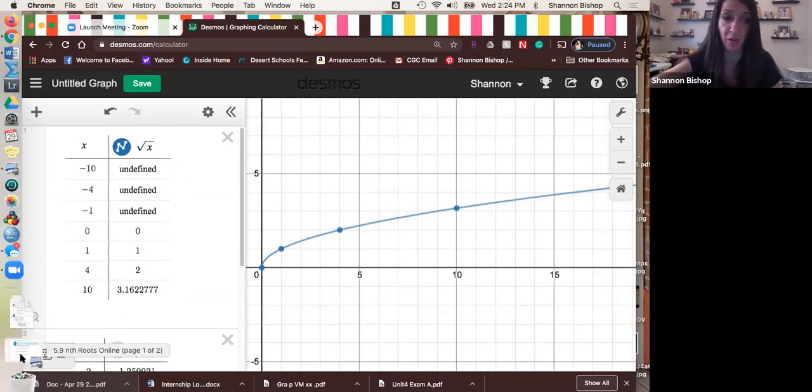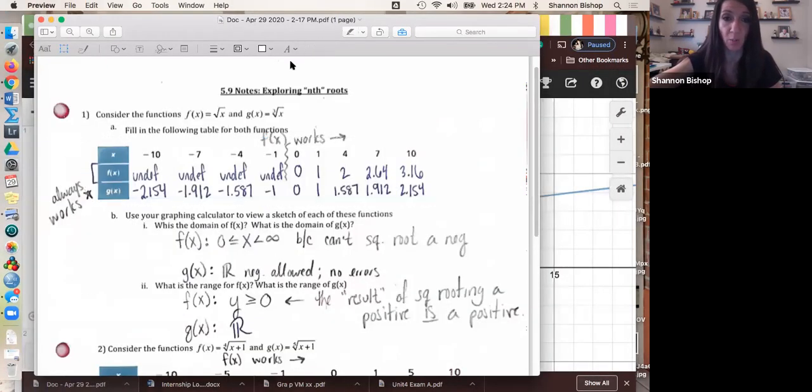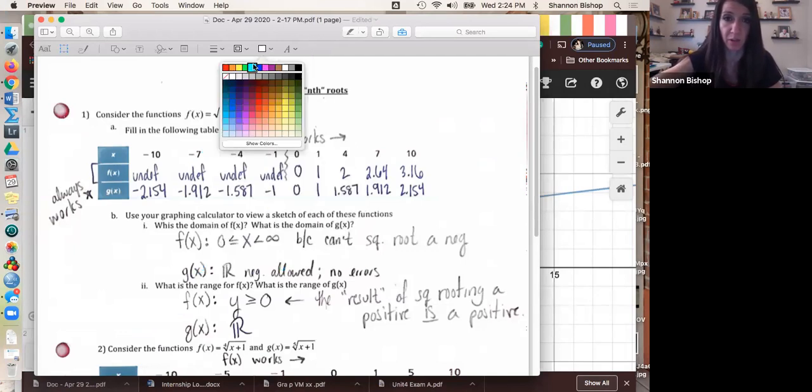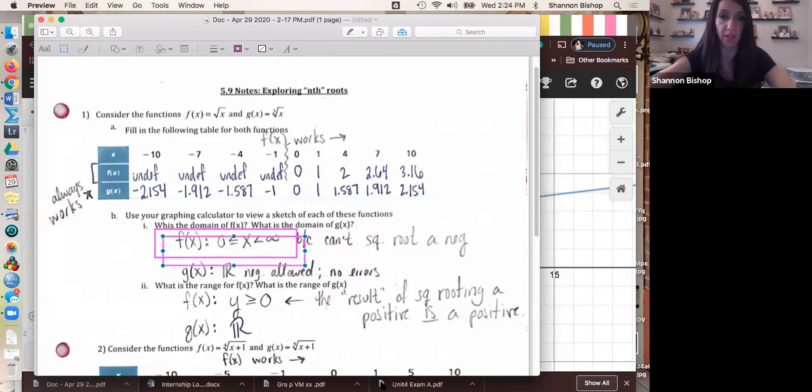So that particular graph, its domain has to be positive, but also so does its range. Let's see if I can put a little box around it. So the domain was all positives, and so was the range. Here we go. So the domain for f of x is positives only, and so is the range of f of x is positives only.